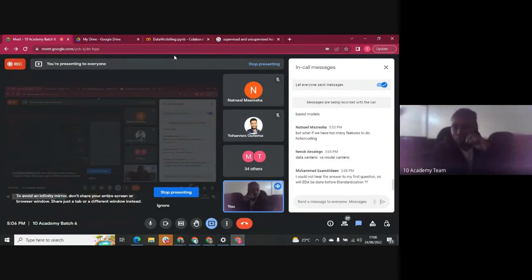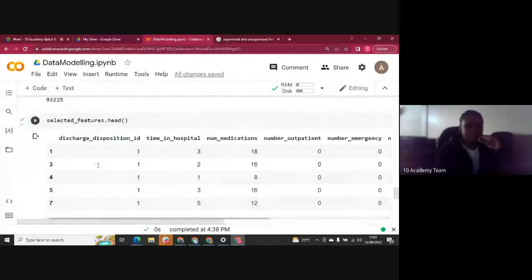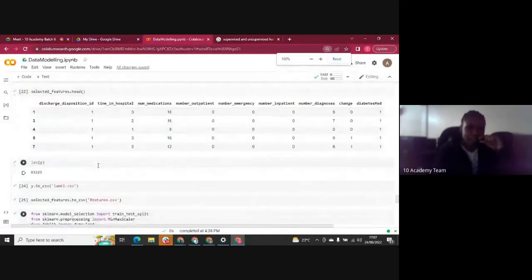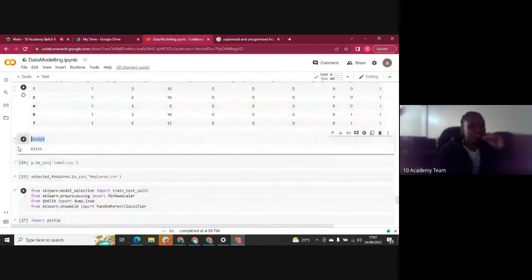Okay, so for Mohammed, just to answer that, EDA comes before data preprocessing, any form of preprocessing, standardization included. So EDA comes before. Okay, so to go next, we have our features, the best features that will contribute to our model. And now what remains is training. Now we go straight to our model.